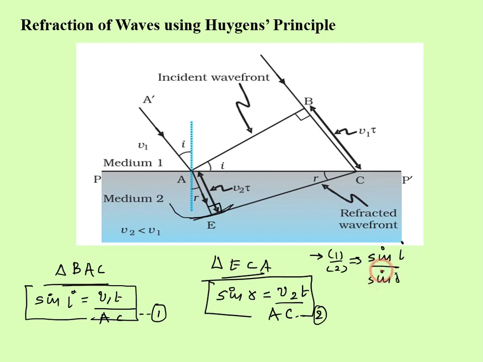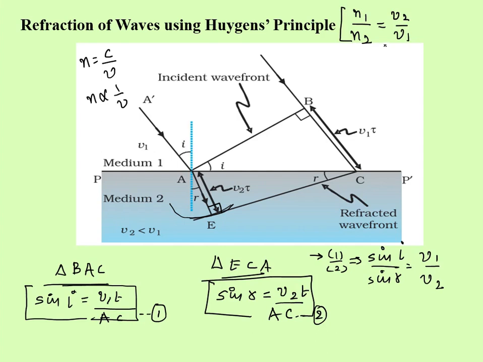So what we get is sin i upon sin r. If we take the ratio, then AC cancels, t cancels, and 1 upon 2 is V1 upon V2. Now what we know is that the refractive index by basic definition is c upon v, where c is the speed of light in free space. So n and v are inversely proportional because c is constant. So n1 upon n2 is V2 upon V1, because n and v are inversely proportional.